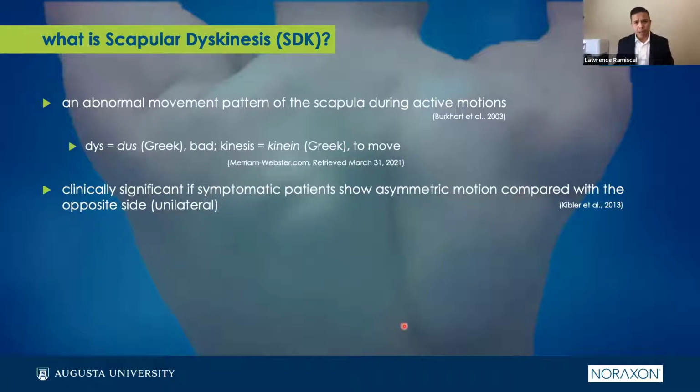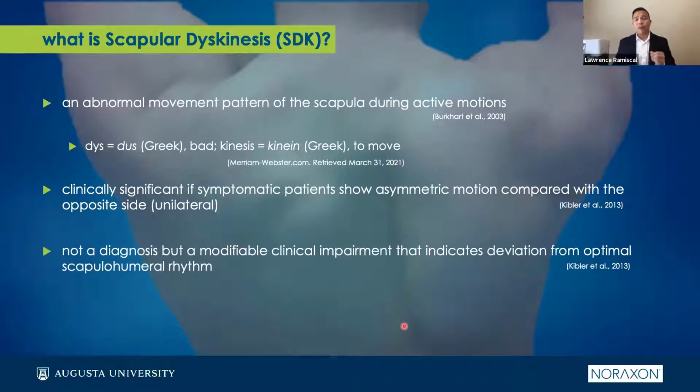But then Kibler defined it a little more specifically: it is only significant if it's present in symptomatic patients and shows as asymmetry when compared to the other side. Similar to what you saw earlier in the video, there's a little asymmetry because of what's happening more on the left side. However, Kibler also made it a point that it is not a diagnosis, but simply a modifiable clinical impairment that may indicate a deviation from the optimal scapulohumeral rhythm. We'll talk about the scapulohumeral rhythm next.